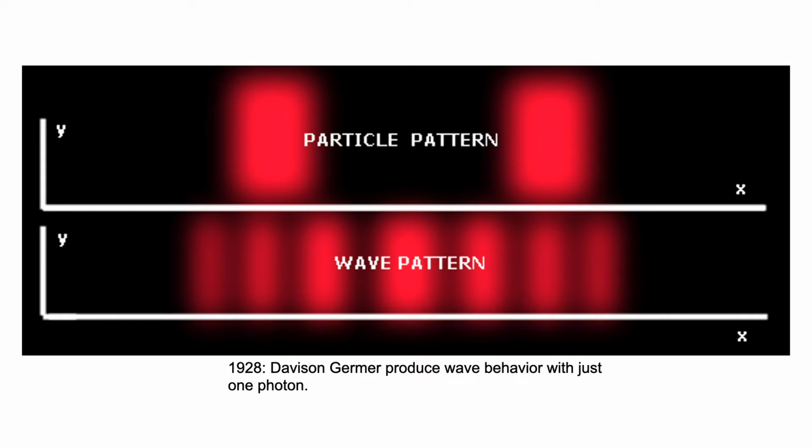In 1928, the same wave behavior was duplicated with just a single photon. This is the spookiest result of all. What this means is that Germer would push a single photon through the wall, not knowing which hole it went through, and then do that again and again and again, and then collect the historical results of all the places where the photon hit the wall on the other side.